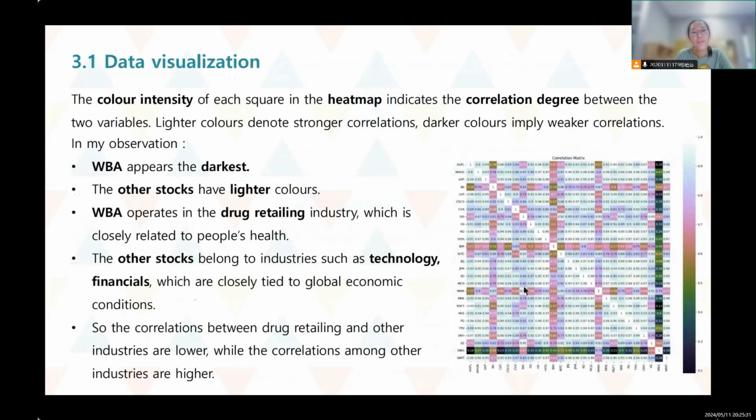The color intensity for each square in the heat map indicates the correlation degree between the 2 variables. Lighter colors denote stronger correlation, darker colors imply weaker correlations. In my observation, WBA appears the darkest. The other stocks have lighter colors.